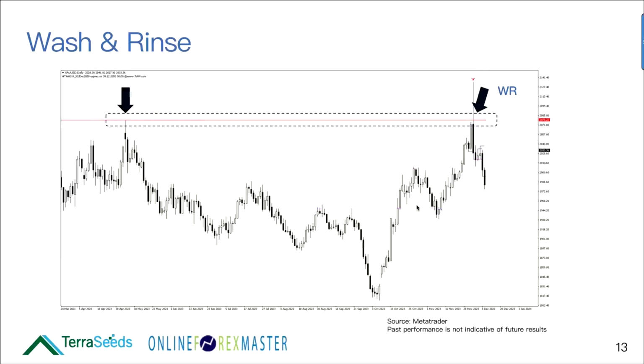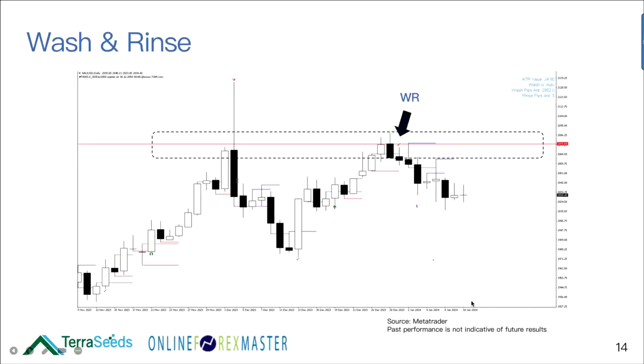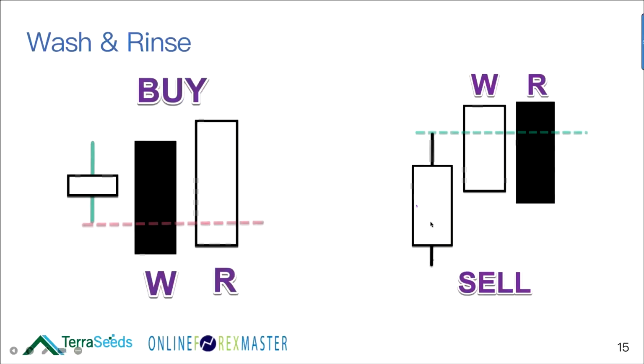So let's talk specifically about what this wash and rinse is about. Just give me a while to get my pointer. Okay, here we go. Now, what is wash and rinse about? Later we're going to come back to the other slides. Wash and rinse is about doing a fake move.